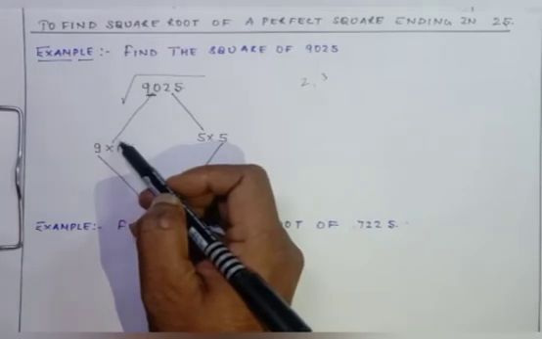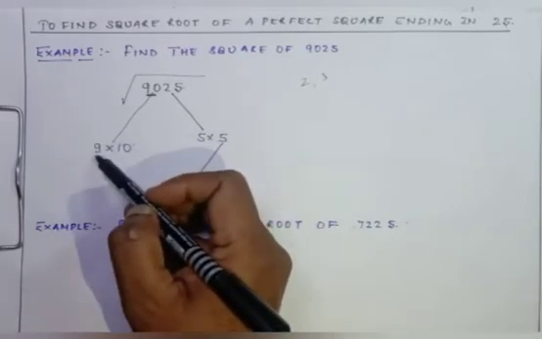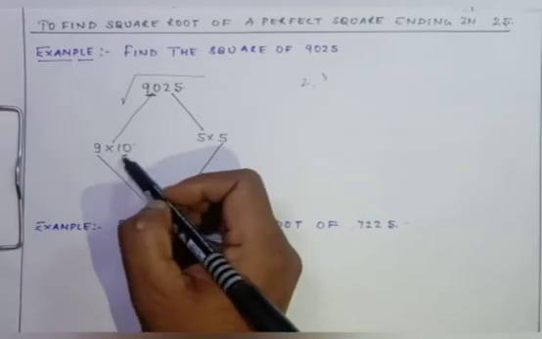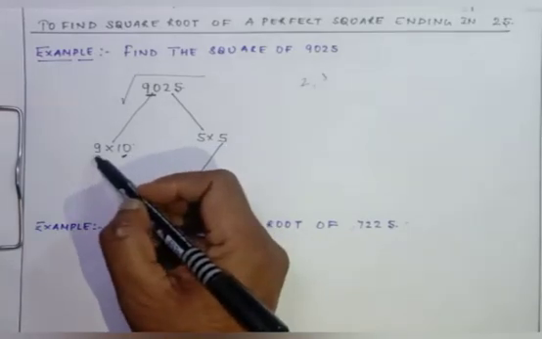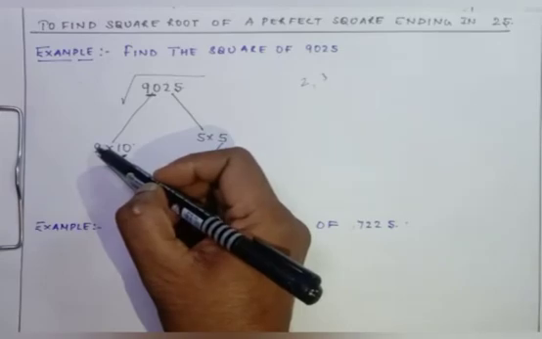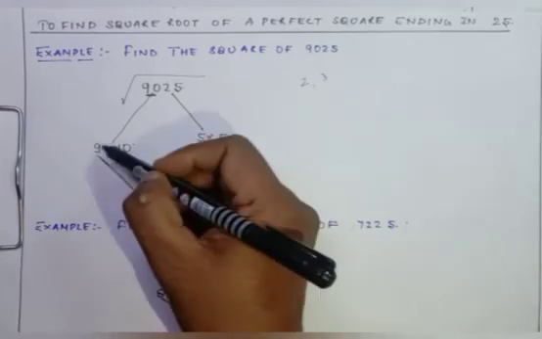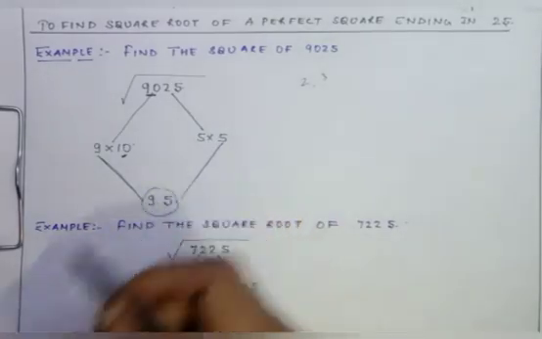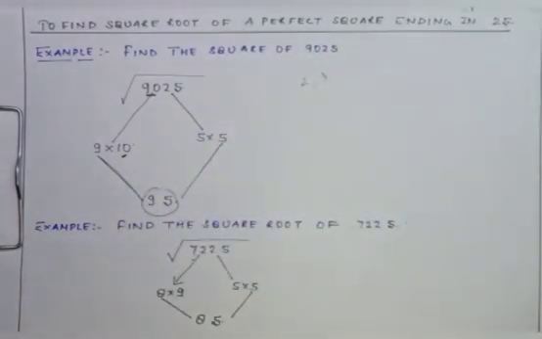Now what you will do, the number which is less, here 9 is less, and 10 is greater than 9. The number which is less, I am going to take from here, and 15 from here. So 95 is the square root of 9025. I hope this method is clear to everyone. Let us see another example and it will help you a lot.